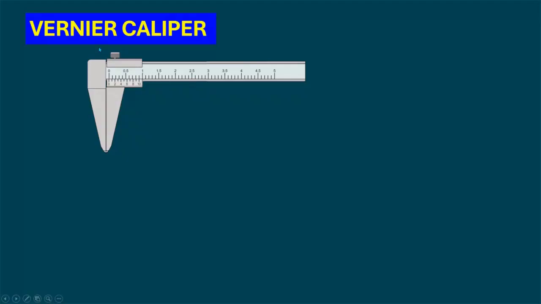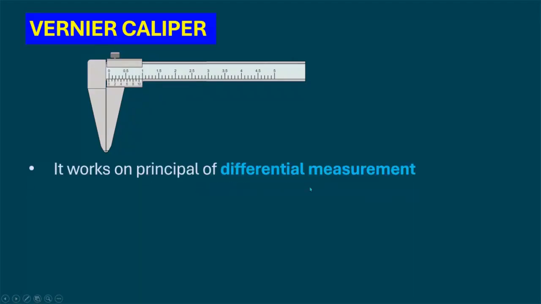The Vernier Caliper is used for measurement of length, and the least count, the smallest measurement the Vernier Caliper can do, will be lesser than 1 mm. Sometimes it is 0.1 mm depending on the scale. I will explain here how the measurement of the length is done with the help of the Vernier Caliper. The Vernier Caliper basically follows the principle of differential measurement.